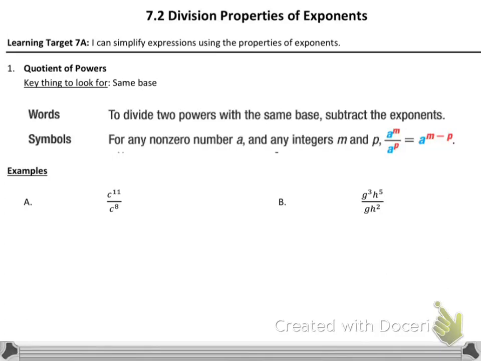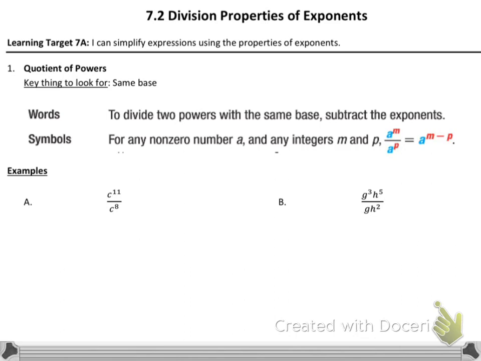7.2 is the division properties of exponents. 7.1 was the multiplication ones. What happens with different types of multiplication? What happens to all the exponents? So, similar to that, division properties, it's what happens when the bases are being divided. What happens to the exponents?